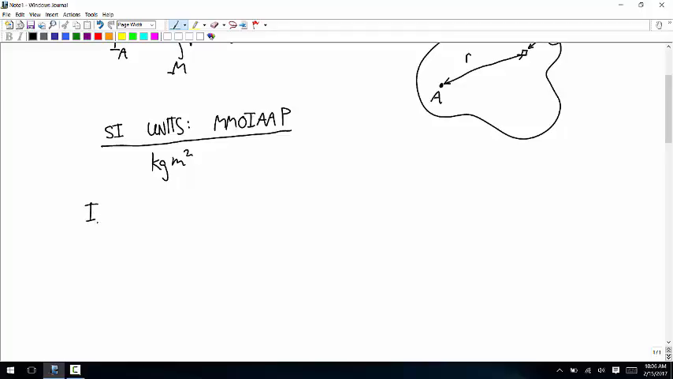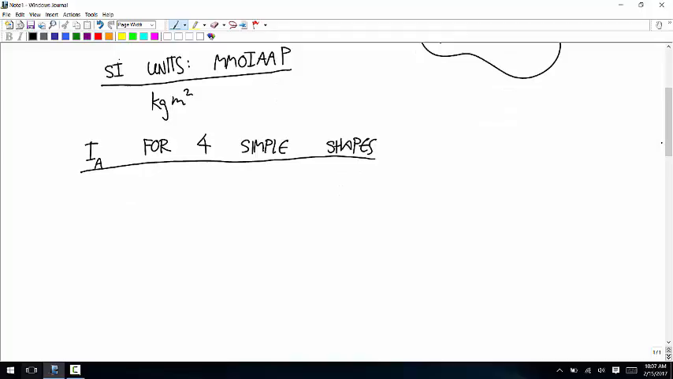So now I'm going to give you the moment of inertia about A for 4 simple shapes. And these formulas are all you're going to need for doing the moments of inertia in this class. That's right. You're exactly right. Although in this class, I'm not sure that that's going to come up at all. Maybe towards the end. But yep, you're exactly right.